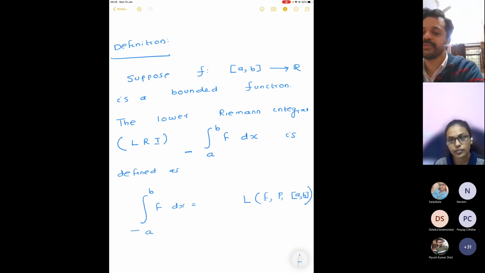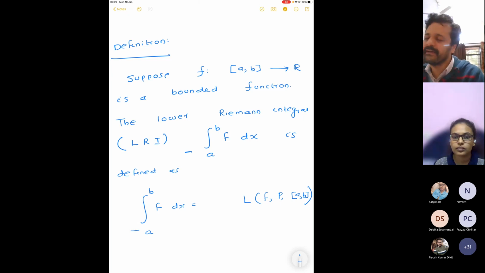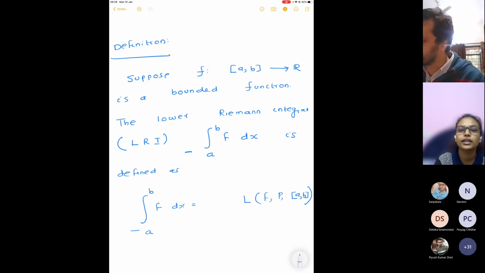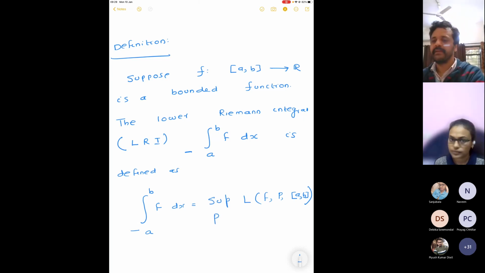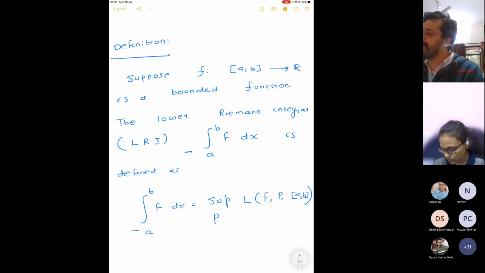Okay. So now you should guess. Now I can change the partition. And you are trying to approximate the area under the curve by lesser areas, areas of rectangles with area lesser than the original. So what should I do? Supremum. I should take the supremum over all partitions, sup over P, so that intuitively it is clear that the lower Riemann sum becomes better and better.